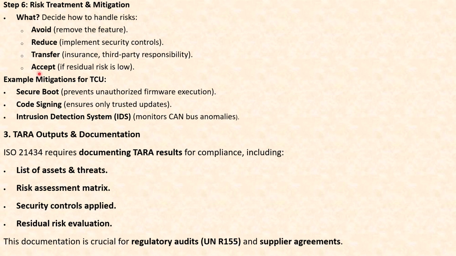And next you accept the risk if the residual risk is low. In the previous slide I showed you, if the risk is falling under the 1 to 4 scale, then you can accept the risk or you can totally neglect the risk.